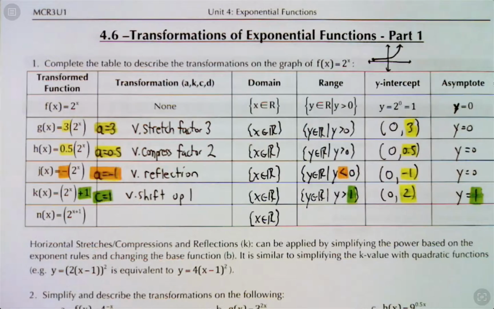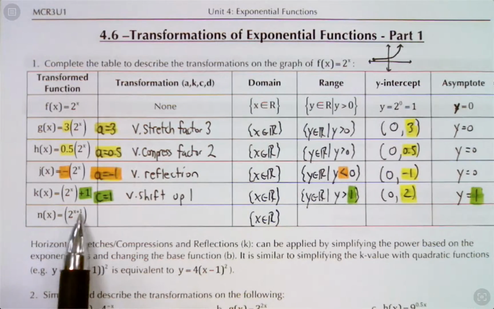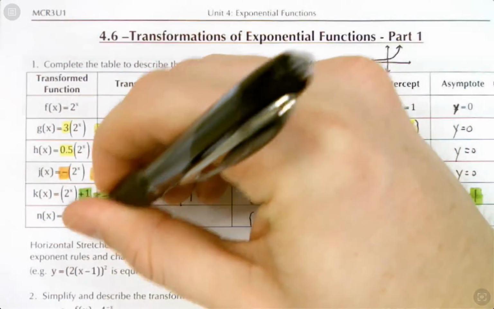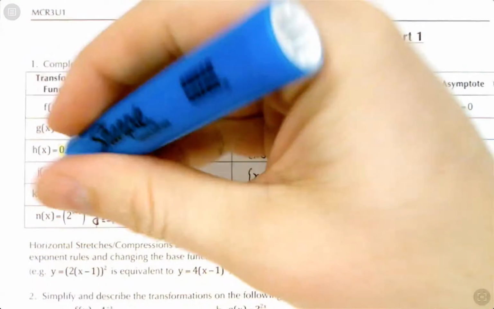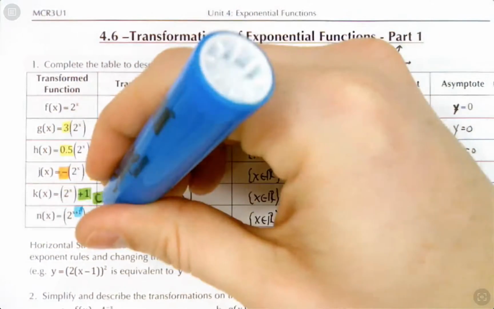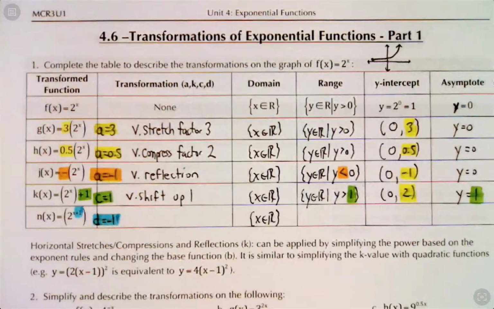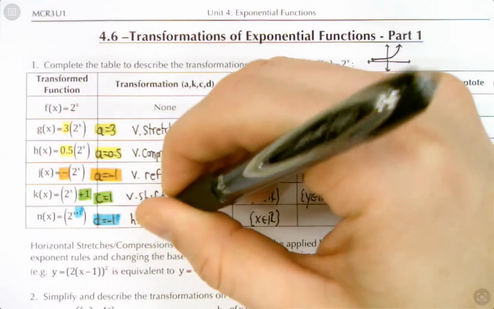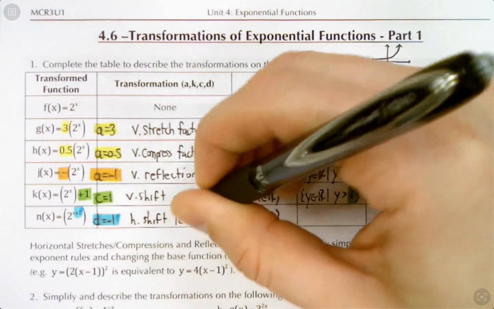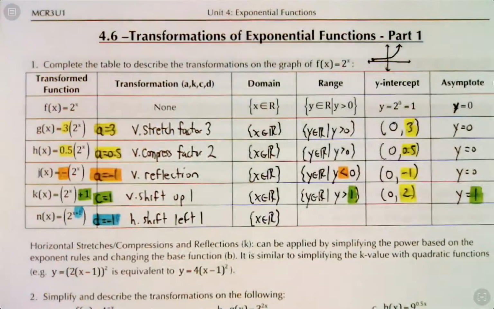All right, the only one we haven't talked about is d. That's if we add or subtract from the x value. In this case, we've got a d of -1. And the question is, what's that change? Let's give it its own color. This would be a horizontal shift, or you could just say shift left 1.